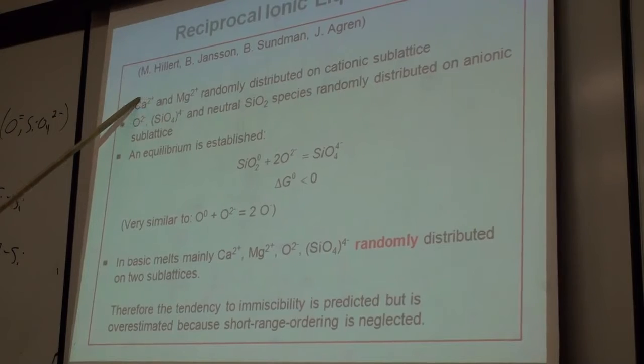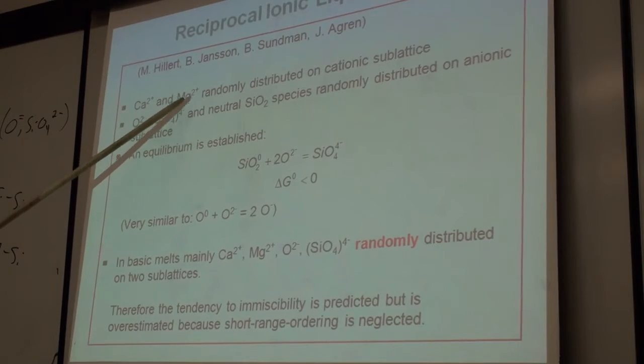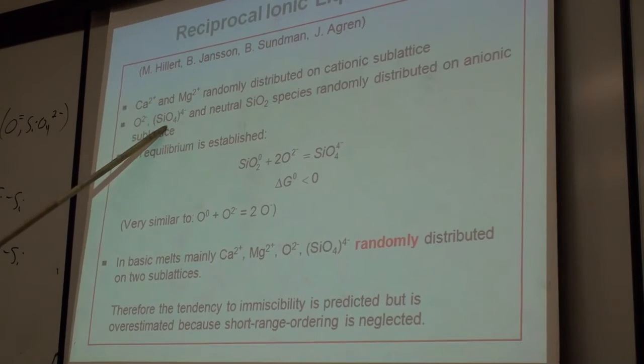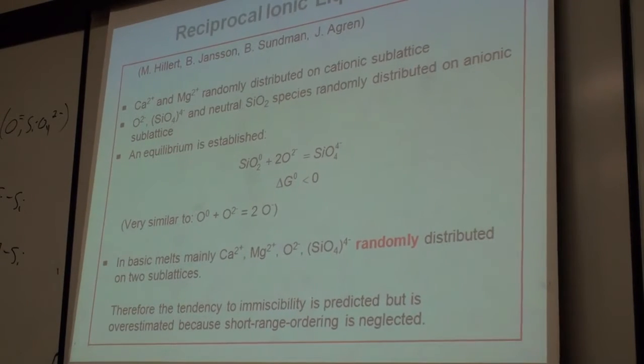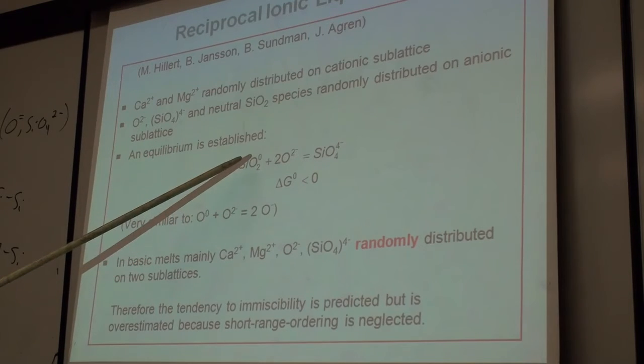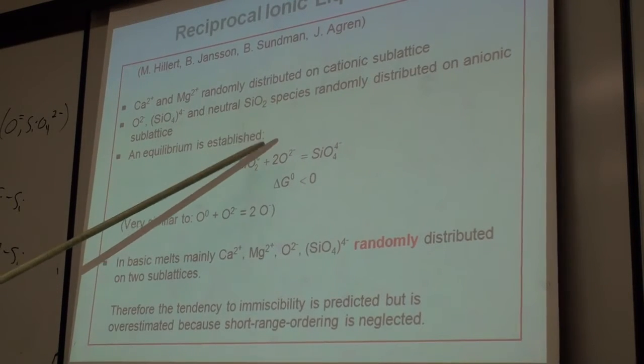So we can see that in the basic region, having this and this on the cationic sites and this on the anionic sites is pretty close. By having SiO2 species, though, you have SiO2 molecules also going on the anionic sublattice. This is really artificial. An equilibrium is then established between the neutral SiO2 species and the oxygen ions.